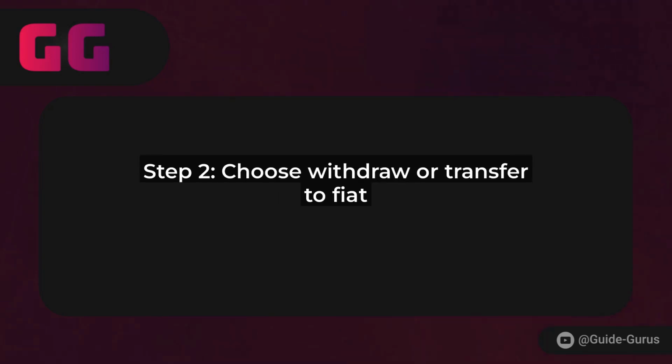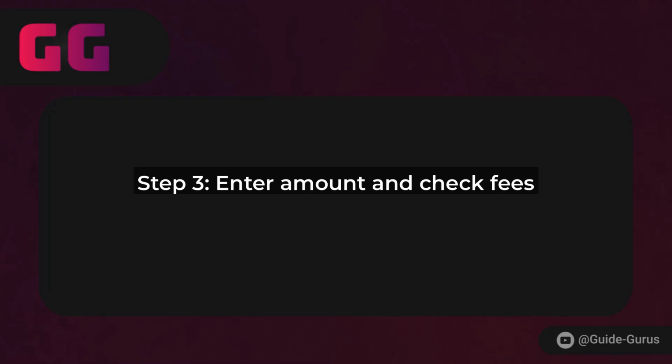Step 1. Open the Crypto.com app or head to their website and log in securely. Once you're in, navigate to your wallet section and select USDT. Step 2. Look for the Withdraw or Transfer to Fiat option. In 2025, Crypto.com has streamlined this. Tap on it, and you'll see choices for bank transfers.